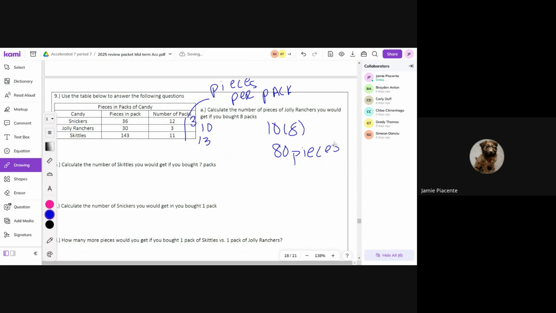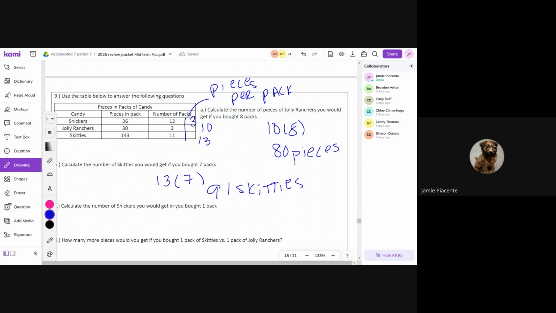All right, let's look at the next one. Calculate the number of Skittles you would get if you bought 7 packs. Okay, Skittles, we get 13 in 1 pack, so 13 times 7. All we're doing is using the unit rate over and over again. So 13 times 7 is 91 Skittles.